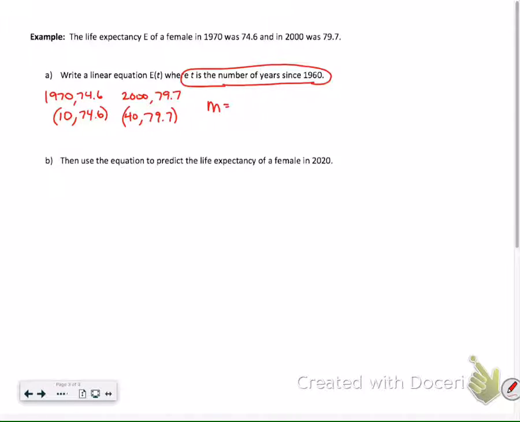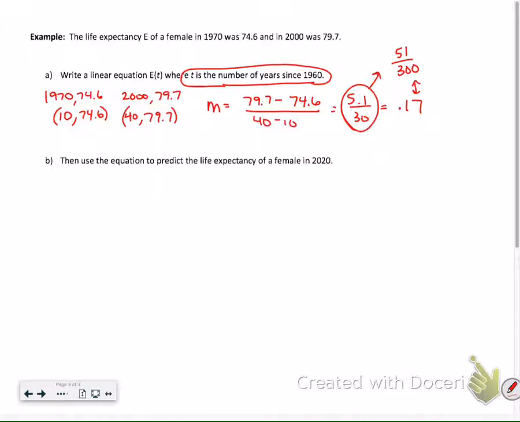So my slope is going to be 79.7 minus 74.6 over 40 minus 10. So that's going to be 5.1 over 30. This would be one that would be totally acceptable to go ahead and make a decimal. Now, you could simplify this. If I take the top and the bottom times 10, I get that. Now that doesn't simplify. So these are the same thing, okay? And let me double check if that came out to be exactly 0.17. It did, okay. All right, so now that's my slope.